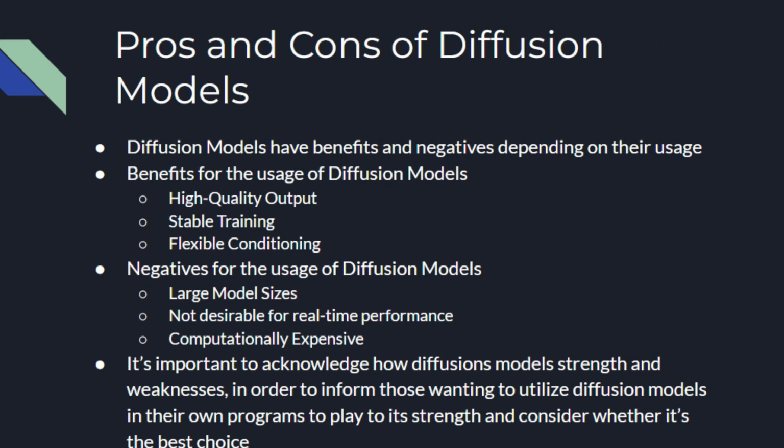Pros and cons of diffusion models. Diffusion models have benefits and negatives depending on their usages. Benefits of diffusion models are high quality outputs, generating high quality images from low quality sources and enhancing specific features in an image such as colors, textures, and more. However, the quality of results may vary depending on the input data.